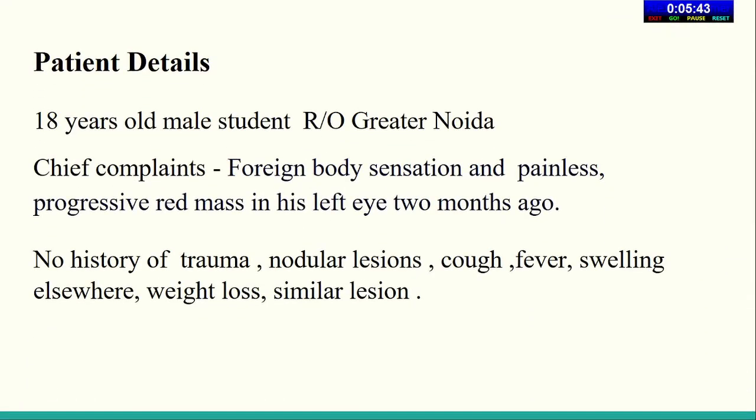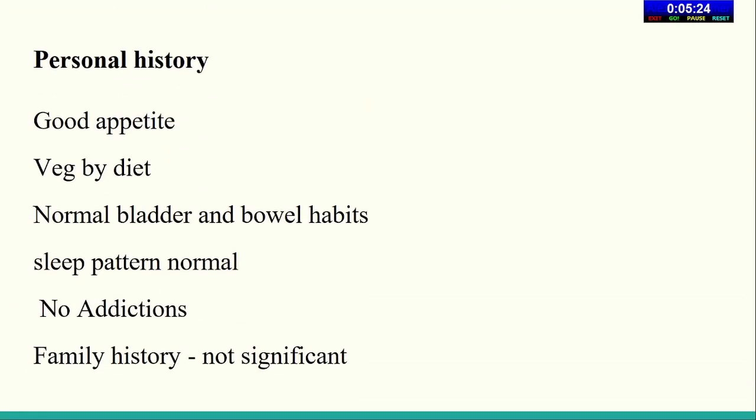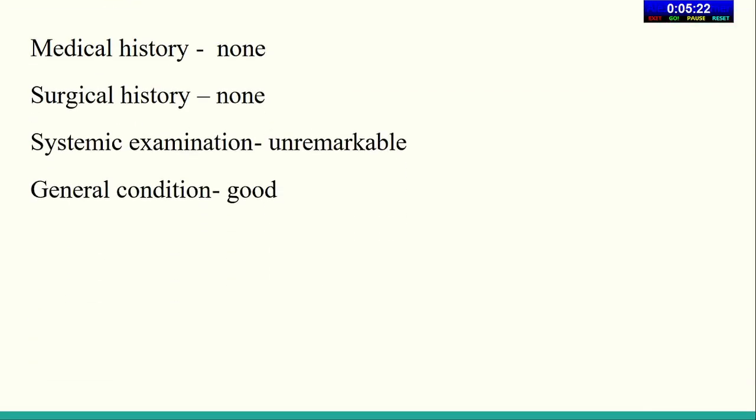So patient details: an 18-year-old male student, a resident of Greater Noida, presented to our outpatient department with chief complaints of foreign body sensation and a painless progressive red mass in his left eye for 2 months. There was no history of trauma, nodular lesions, cough, fever, swelling elsewhere, weight loss or any similar lesion. Personal history was fine. Medical history, surgical history, and systemic examination were unremarkable and his general condition was good.